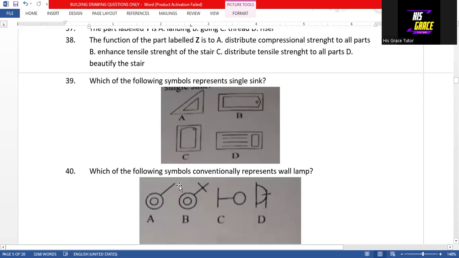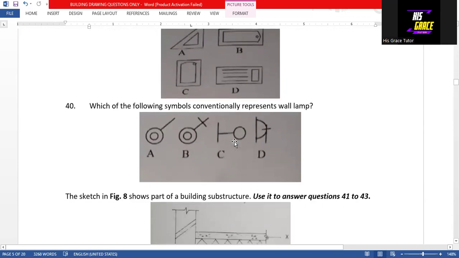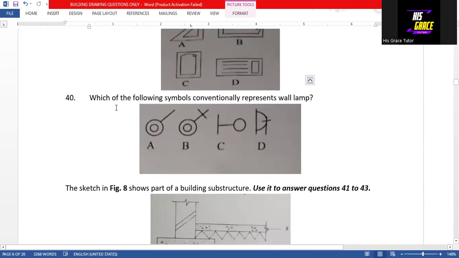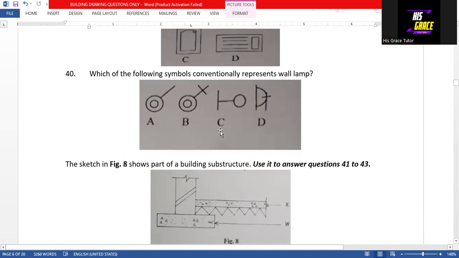Then question 39 says, which of the following symbols represents a single sink? The answer is option D. Then going on to question 40, which of the following symbols conventionally represents a wall lamp? Wall lamp. So the answer is option C to question 40.